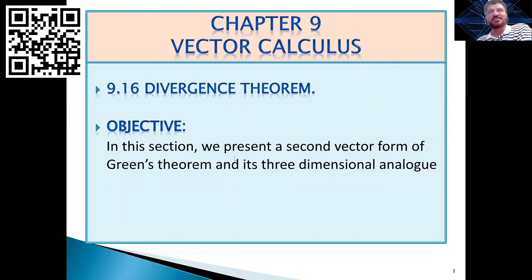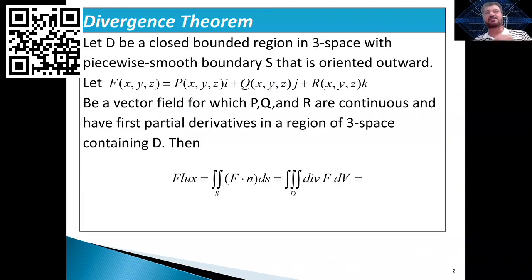9.16 is the divergence theorem. In this section, we present a second vector form of Green's theorem, and its three-dimensional analog. So what we're going to do is we are again in Green's theorem. What do we do? We find the flux, right?